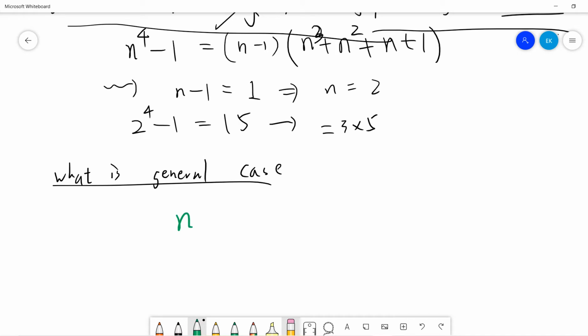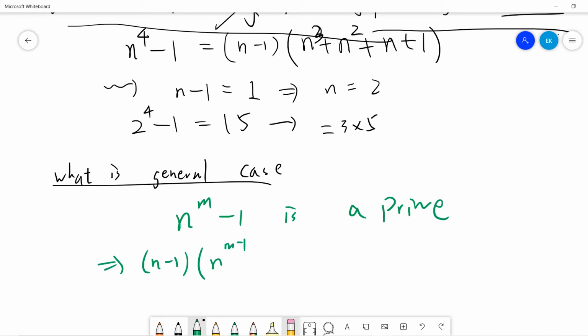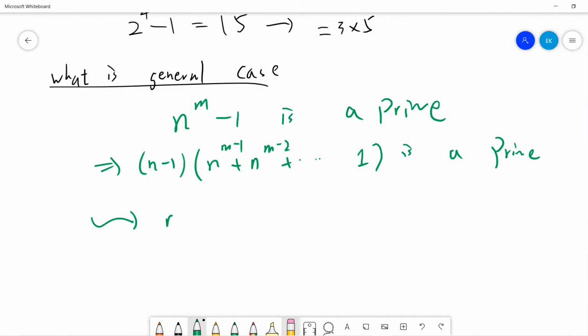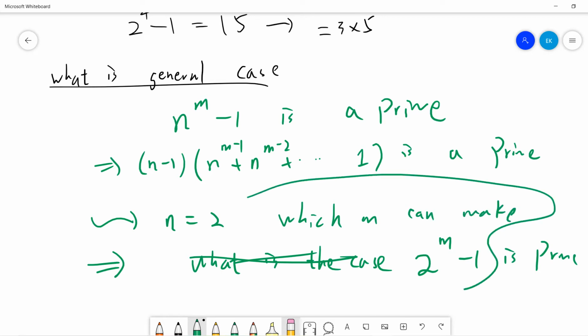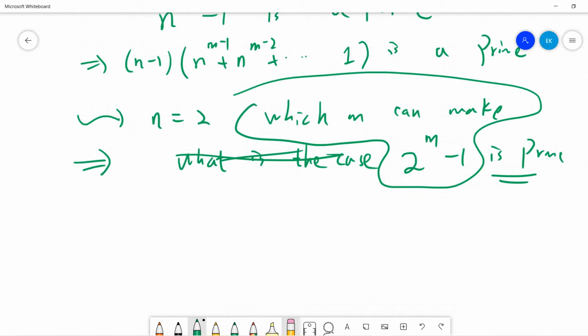So we want to solve it. Let's say n to some power m minus 1 is a prime. For the same reason, we have the factor n minus 1 times a sum of powers down to 1, so we must have n equal to 2. So the question is just: which m can make 2 to the m minus 1 a prime? This is a famous open problem.